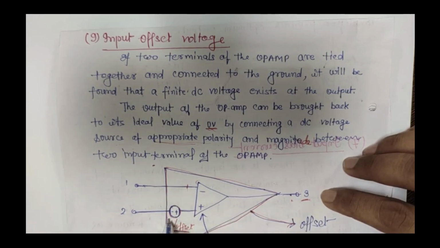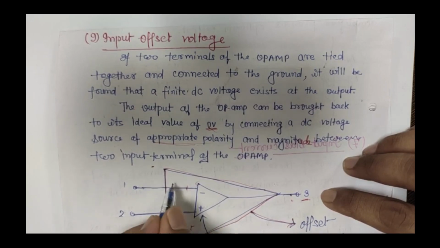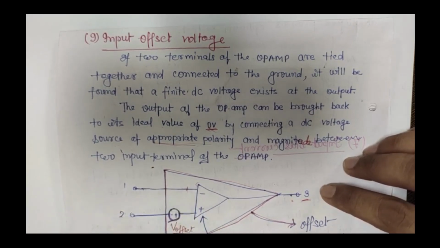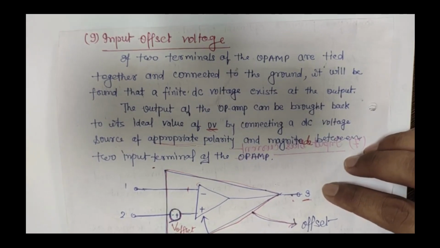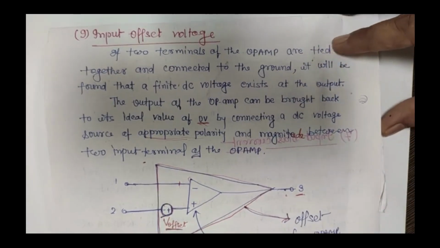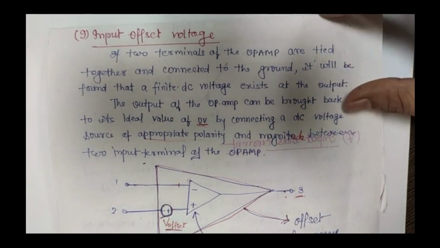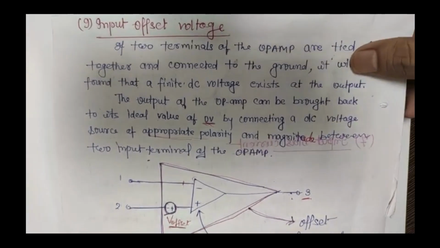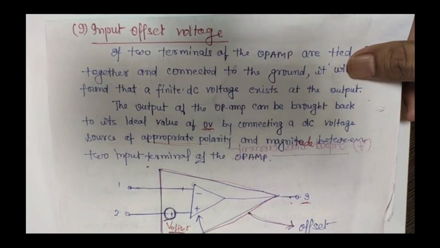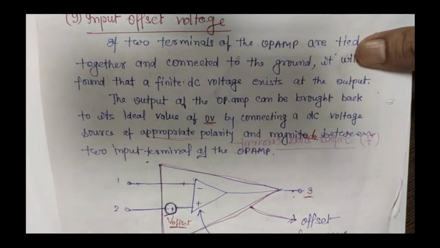So that's why I have connected offset voltage here. This offset voltage can be connected here also, but the requirement is that you have to make output voltage 0. So this additional voltage is called offset voltage. Ideally there should not be any offset voltage. This is due to the leakage in the operational amplifier. So ideally its value should be 0.